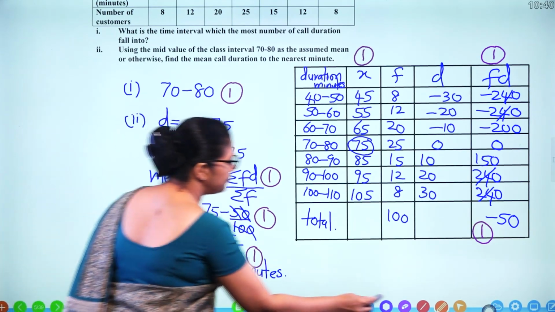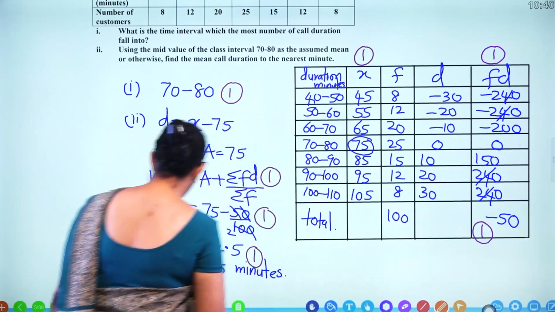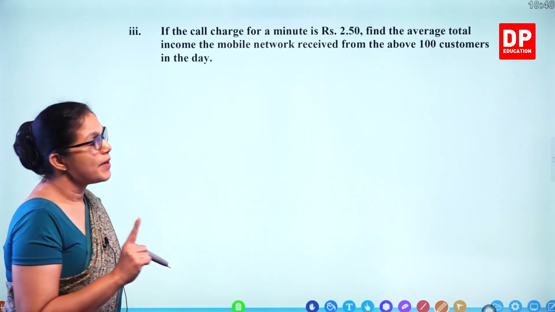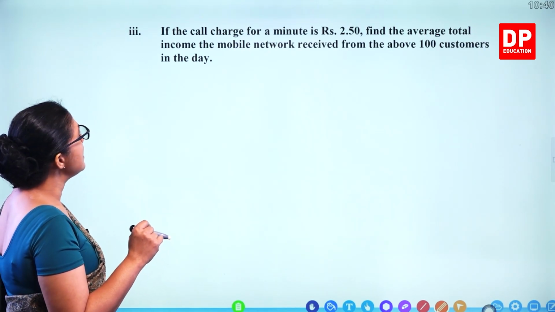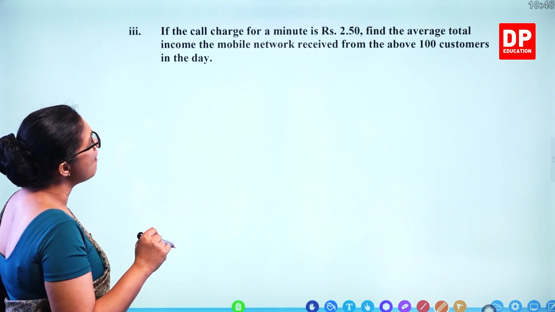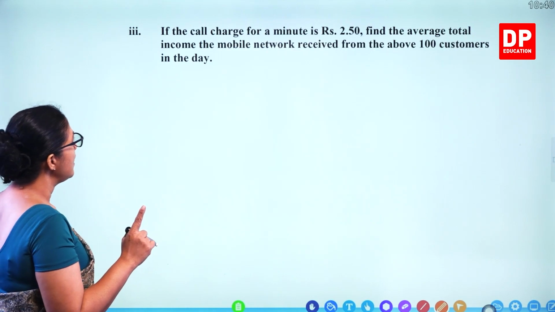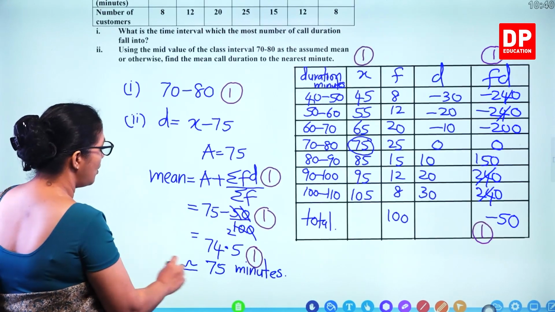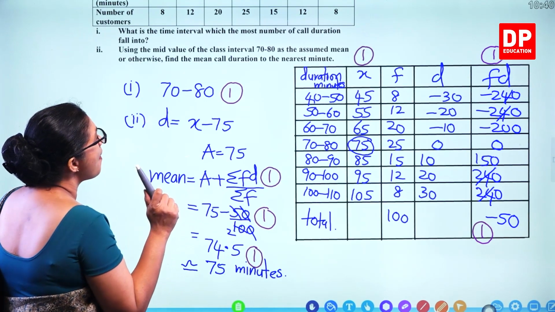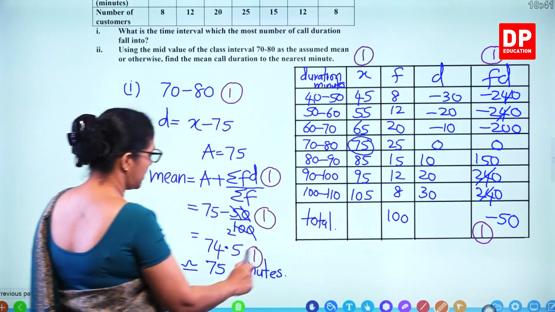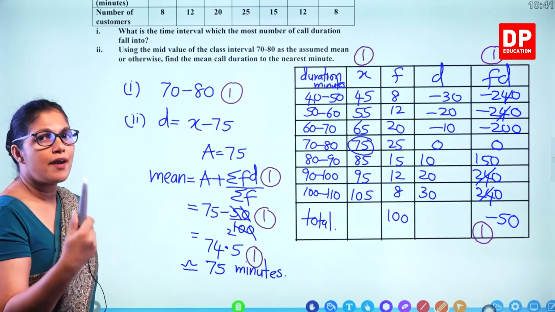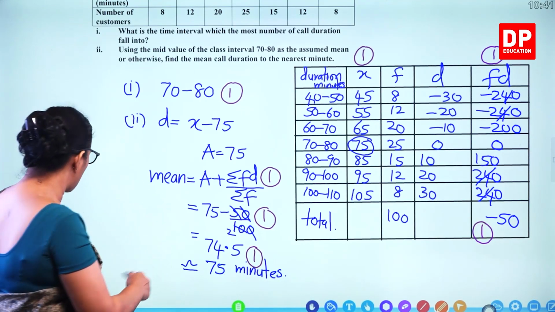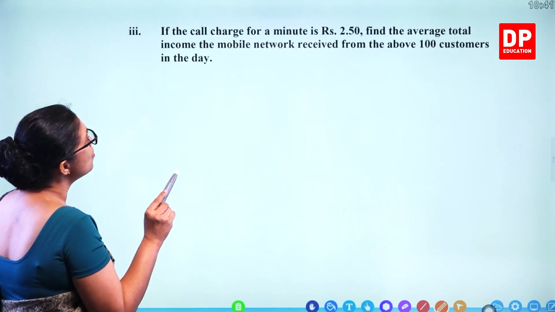Now part 3. If the call charge for a minute is 2 rupees and 50 cents, find the average total income the mobile network received from the above 100 customers in the day. So mean means the value, the minutes per person, 75 minutes per person. 100 customers are there, that means you have to multiply by 100, and for a minute they charge 2 rupees and 50 cents.